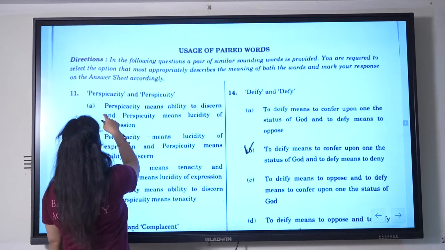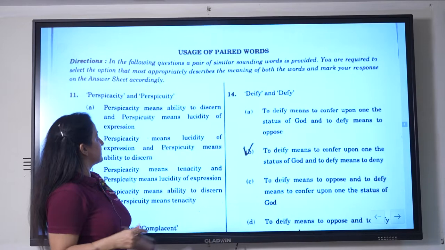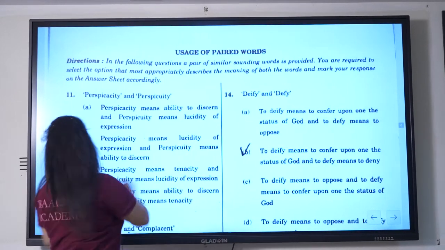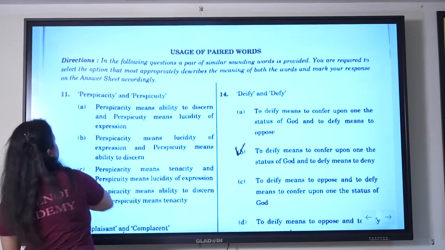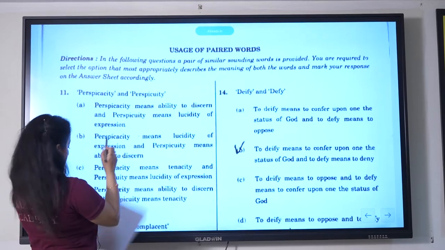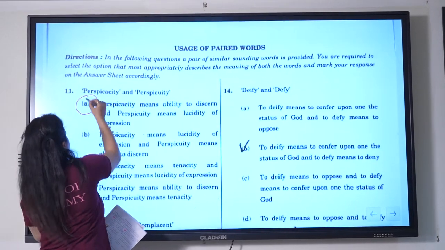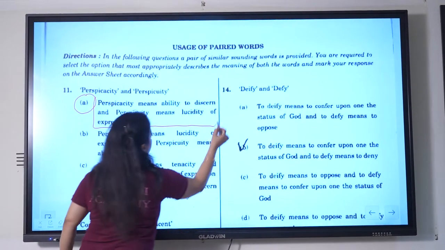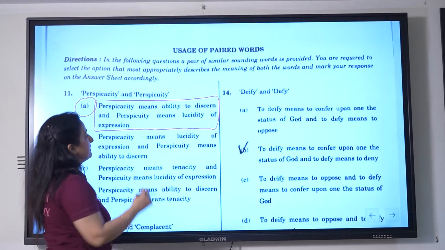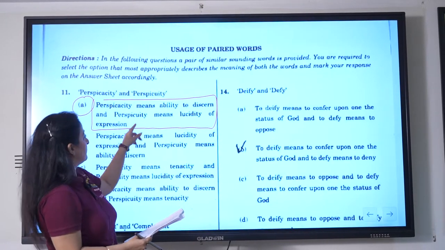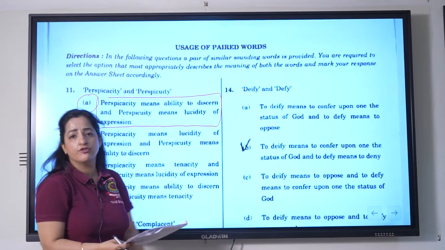Okay, moving on. Question number 11. Perspicacity and perspicuity. The correct answer is Alpha. This one. Perspicacity means ability to discern, and perspicuity means lucidity of expression.